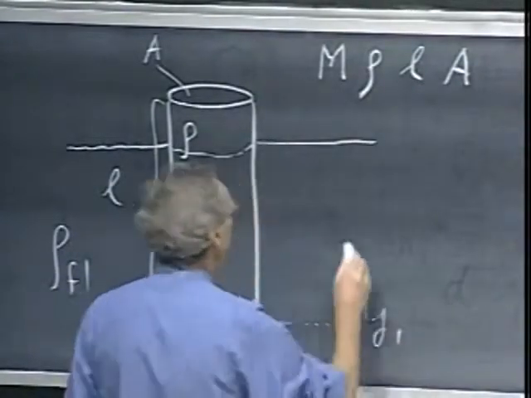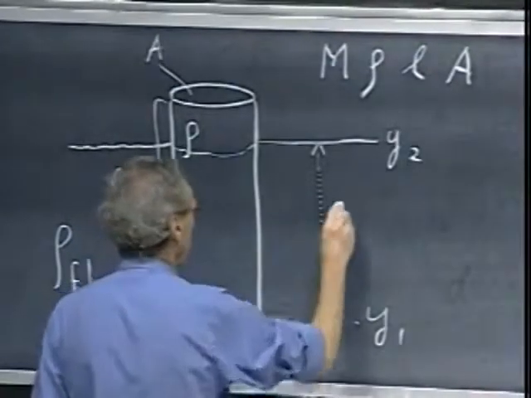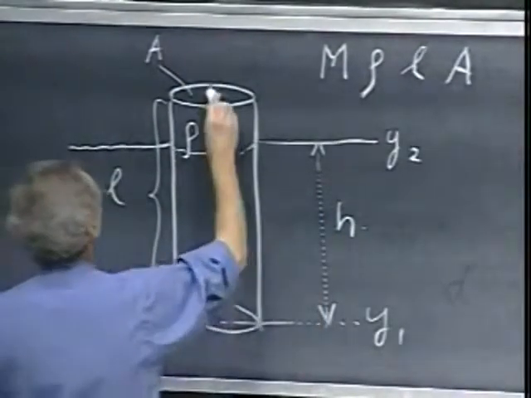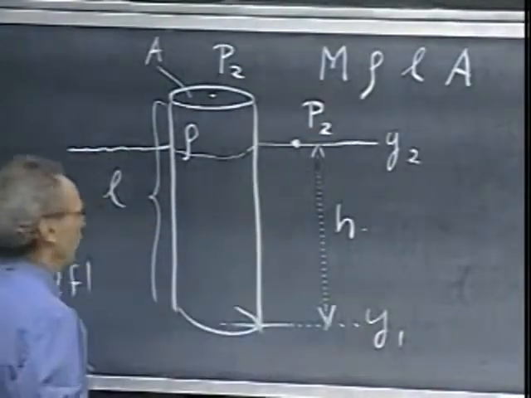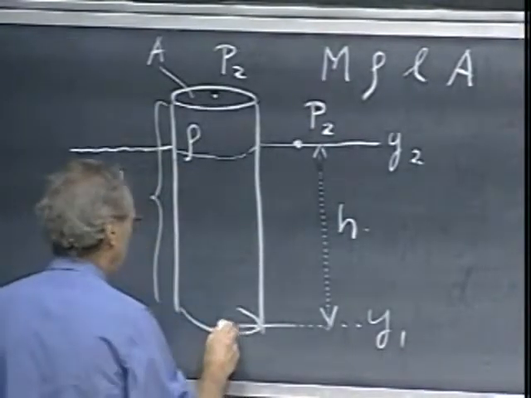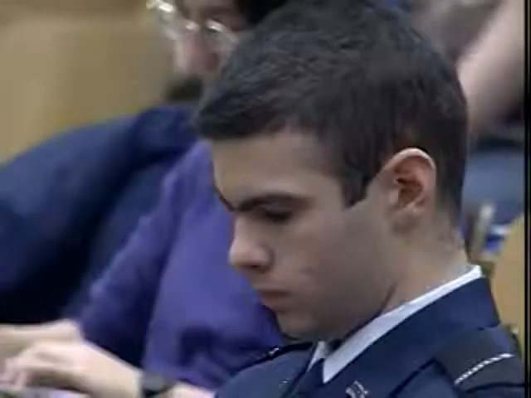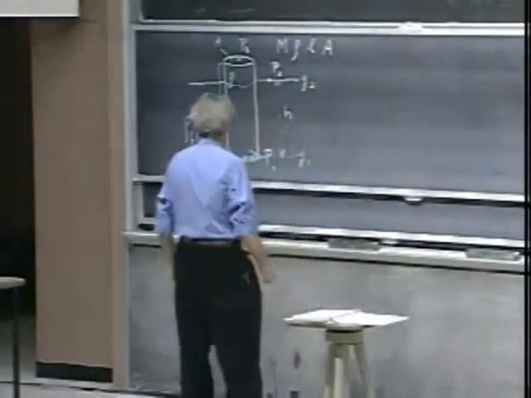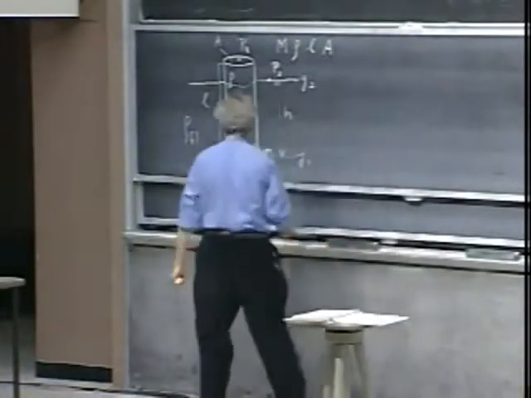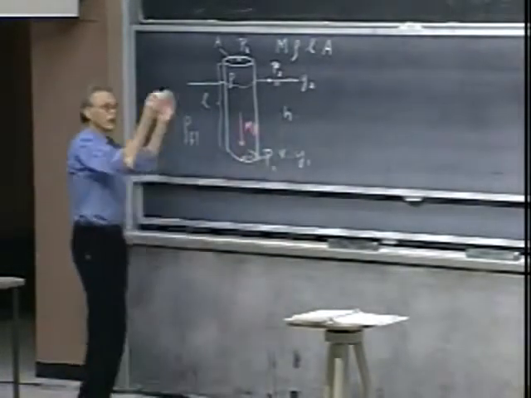I call this level Y1, this level Y2. The separation is H, and right on top here there is the atmospheric pressure P2, which is the same as it is here on the liquid, and here we have a pressure P1 in the liquid. For this object to float, we need equilibrium between, on the one hand, the force mg and the buoyant force.